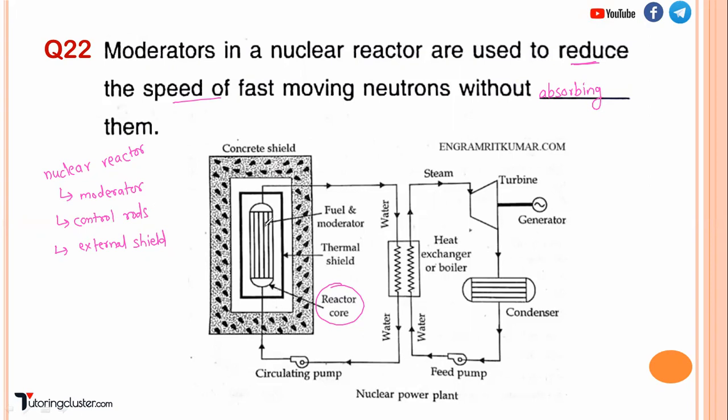So again, whatever heat is produced, with that water will be heated. It is going to produce steam. So there will be a turbine, and this turbine is going to rotate. The turbine is connected to a generator, and we are going to get electrical energy. Again, this hot steam is converted into water by passing it through a condenser. Right, so this is how a nuclear power plant works.